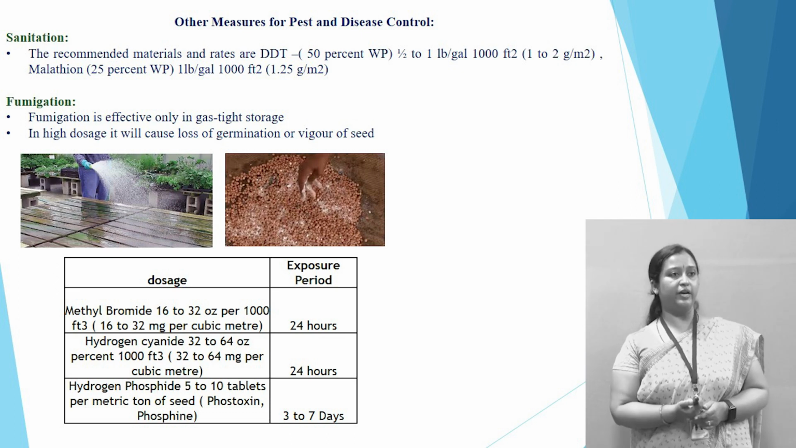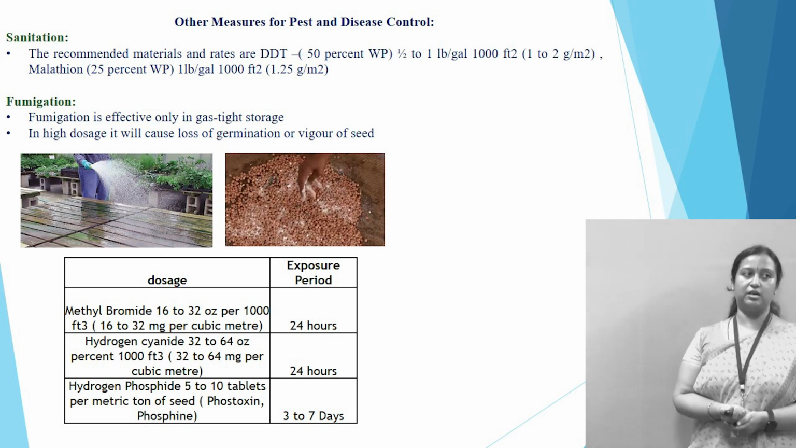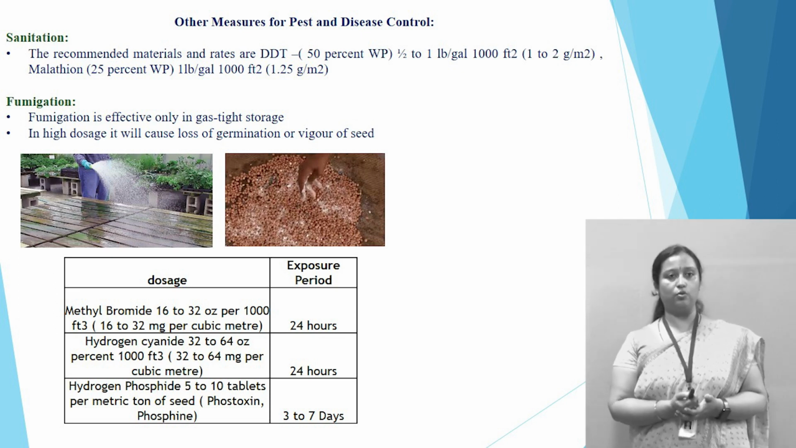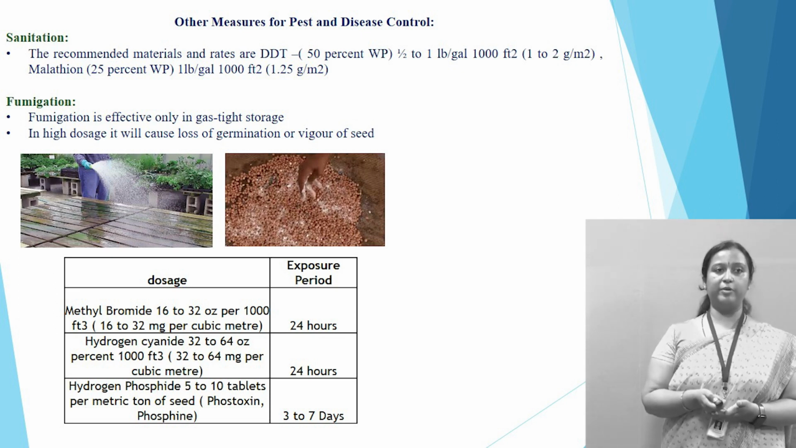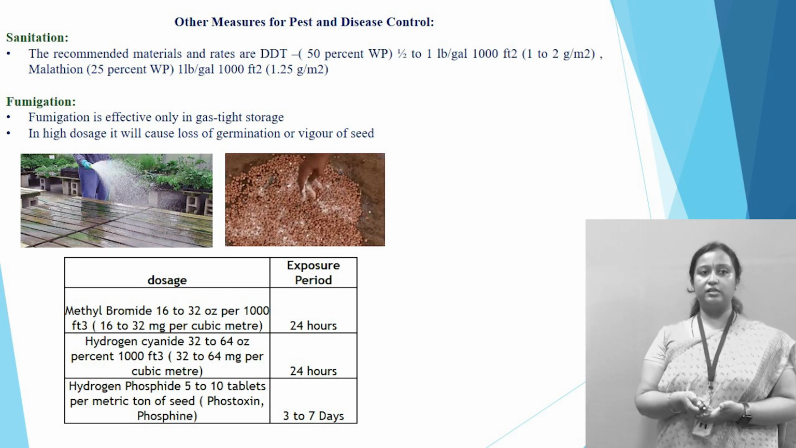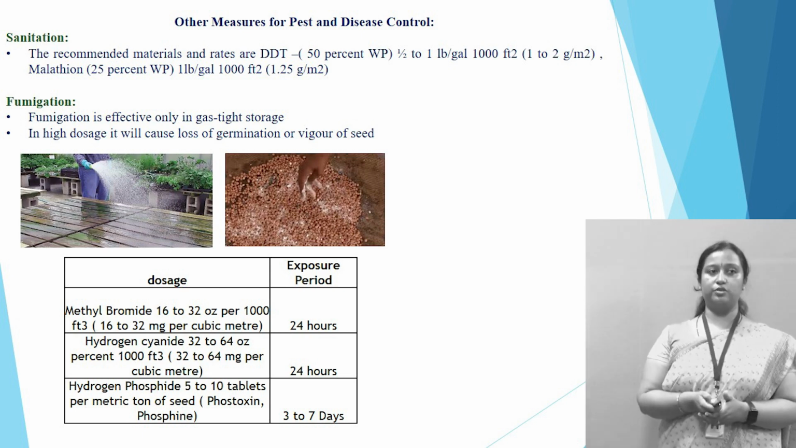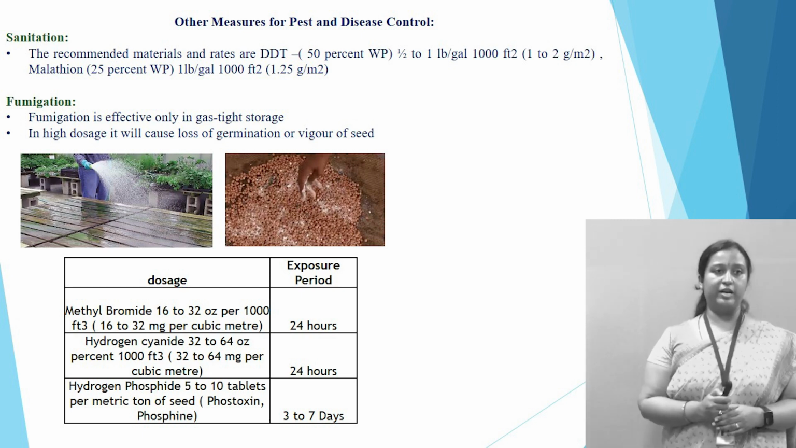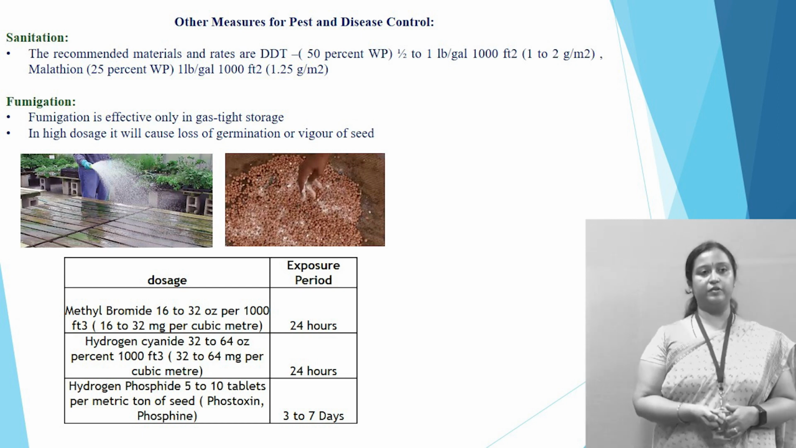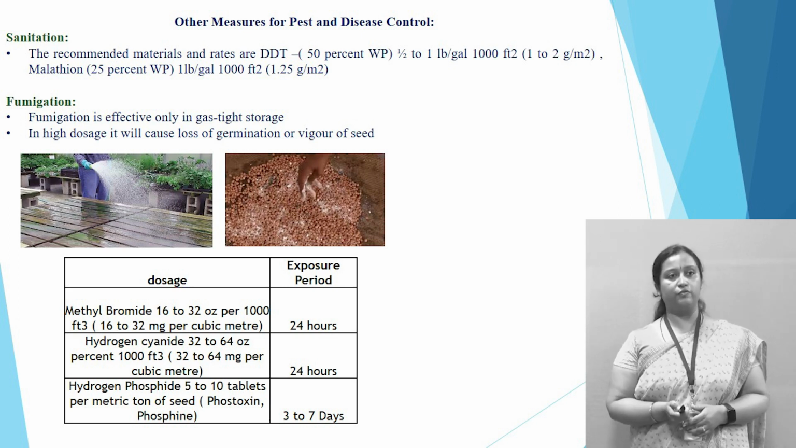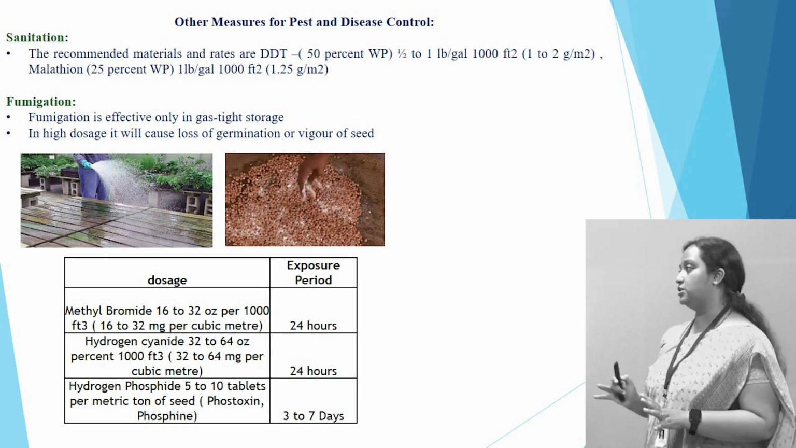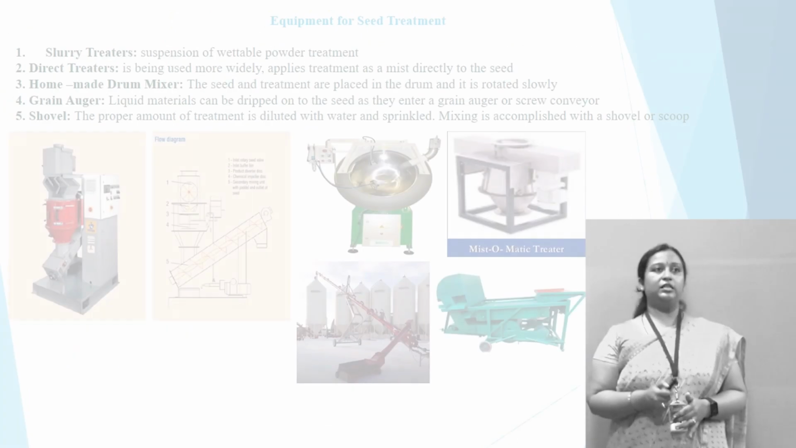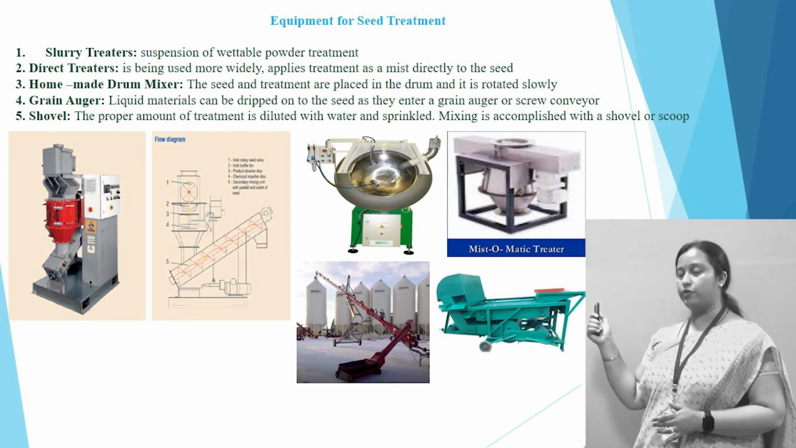Fumigation is done where gas-tight storages are used, and there can be loss if the dosage is too high or too low. You can see the recommended dosage of methyl bromide in this table. Only 24 hours of exposure at 16 to 30 ounces per 1000 cubic feet is recommended. If it exceeds the recommended level, even with hydrogen cyanide and hydrogen phosphide, it may harm the seed's germination. The seed may even lose its germination or vigor. These are some equipments that are used for seed treatment.